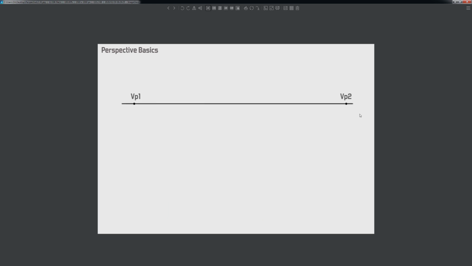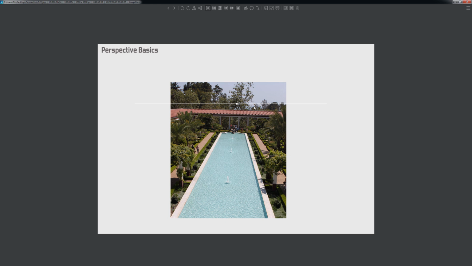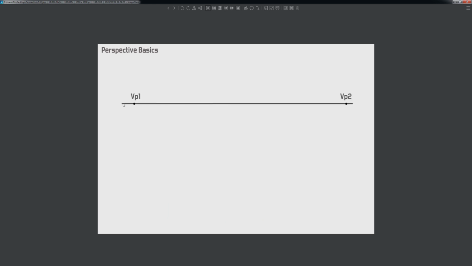And you can have multiple vanishing points. So this is one vanishing point. This is 2 vanishing points on the horizon line. Okay, what other terms do we need to be familiar with? There is the station point. The station point is where you are in this scene. So this is you, this is a top-down view right now. So this is either your eyeball or this is where your camera is. And then as we project it out, we can start building up our horizon line.